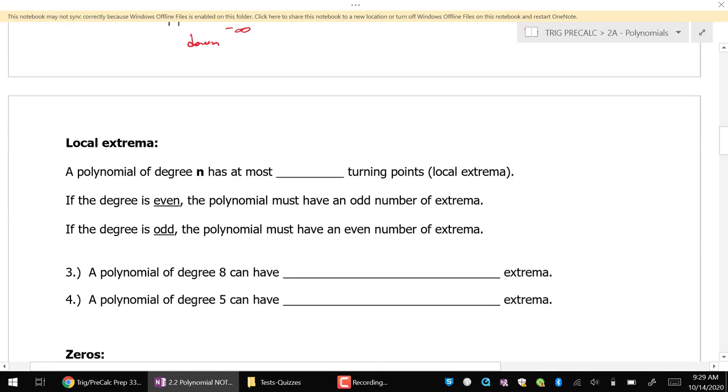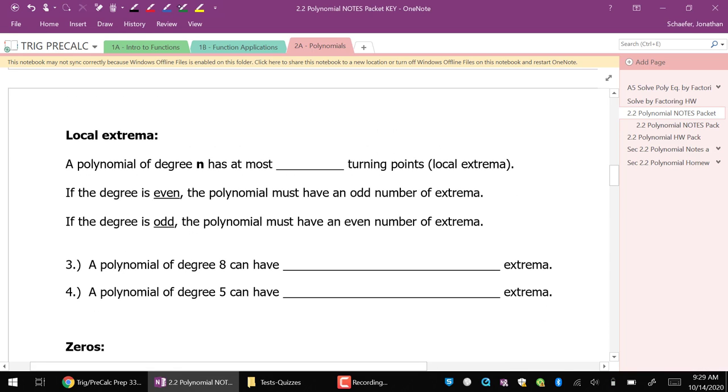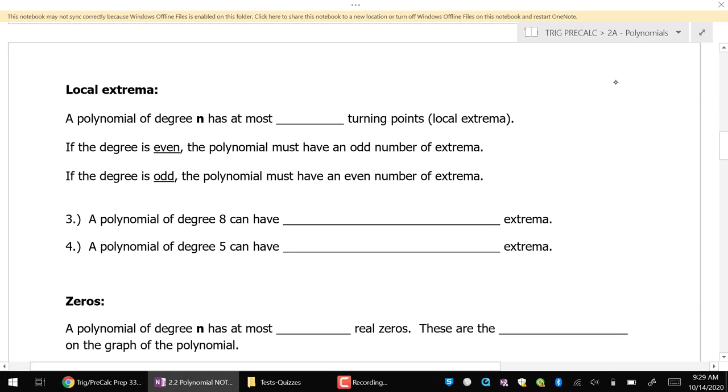Okay, on the next page, some information about local extrema. A polynomial of degree n is going to have at most n minus 1 turning points or extrema. So for example, if a polynomial is degree 8, it'll have then 8 minus 1, or 7. There we go, 7 extrema. A polynomial of degree 5, a quintic, will have at most 5 minus 1 or 4 local extrema.